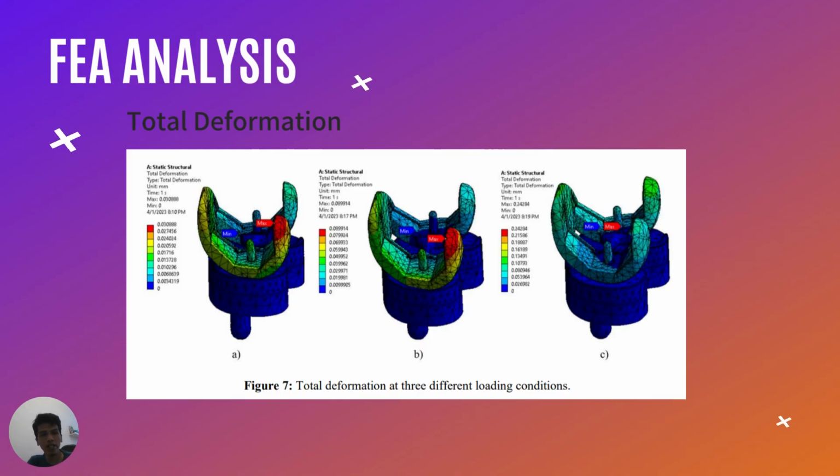In our FEA analysis, we try to establish three main parts, which are the total deformation, the von Mises stress, and also the shear stress. If you look into this part, you can see that it is directly proportional for the total deformation. That means when you are running or jogging, the deformation is quite higher compared to walking and also standing. So this is on the part of the total deformation.